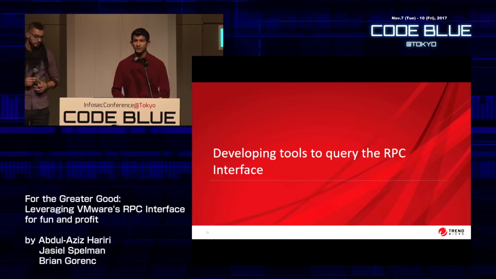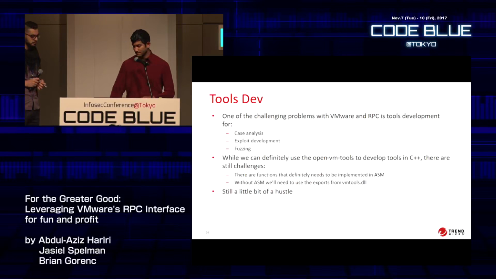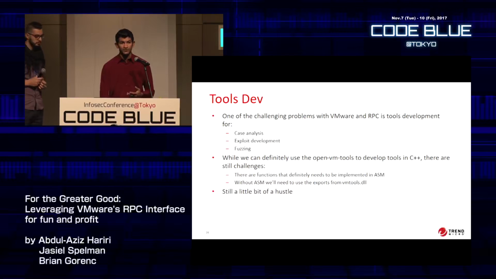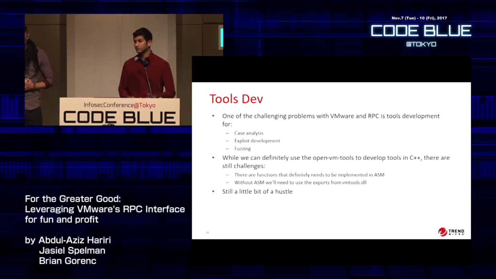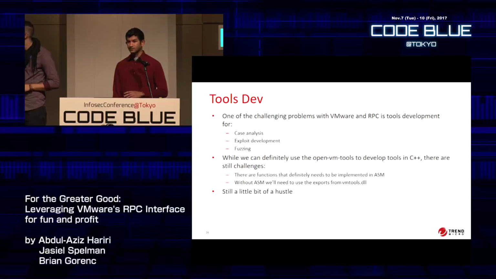Now I'm going to talk about developing tools to query and poke around the RPC interface. One of the issues with VMware and RPC in general is tool development, because when you're doing case analysis, fuzzing, or exploit development, you need to be able to see inside the process and touch very specific parts of code. There isn't really much to make things easier for you.